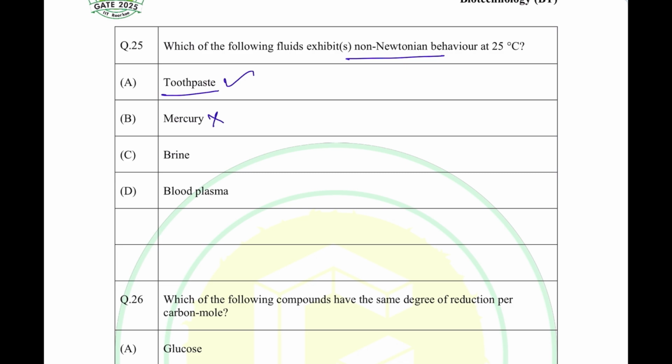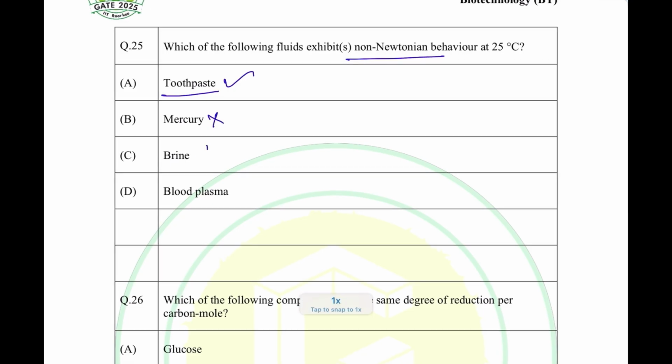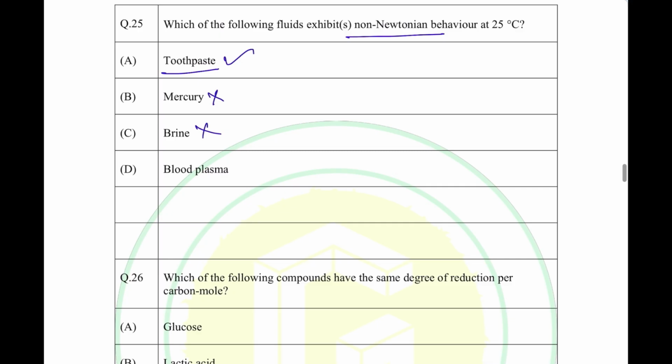And brine is a salt solution. So a simple aqueous NaCl solution behaves like water. It's a Newtonian fluid. So this option is also incorrect. And blood plasma. Blood plasma exhibits shear thinning behavior due to proteins like fibrinogen. It's a non-Newtonian fluid, although less pronounced than whole blood. So it's a non-Newtonian fluid. So option A and D will be the correct answer.